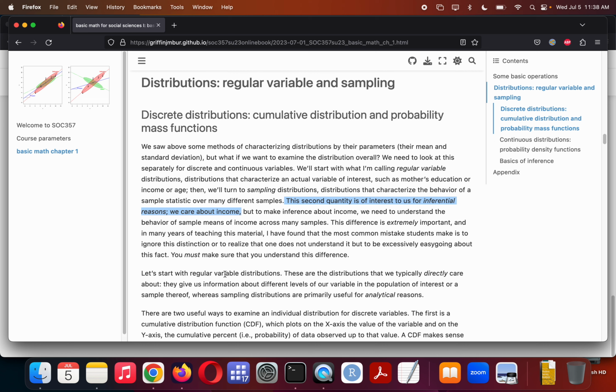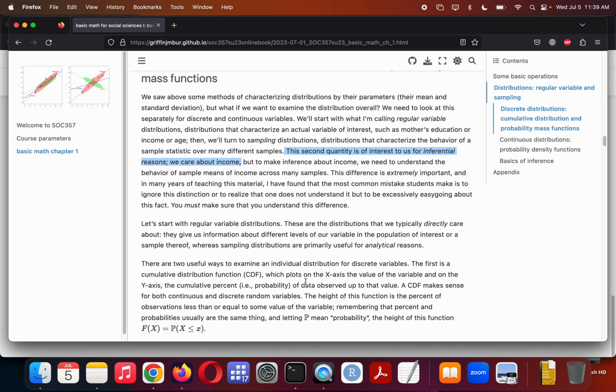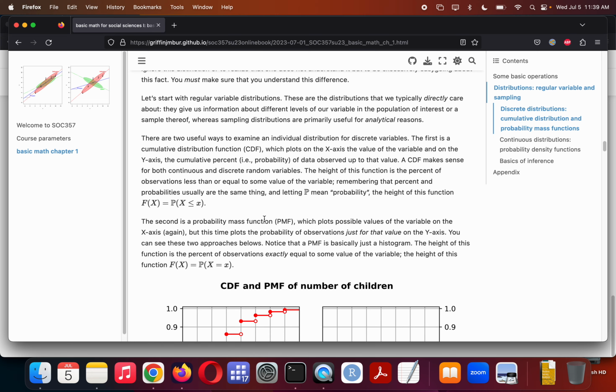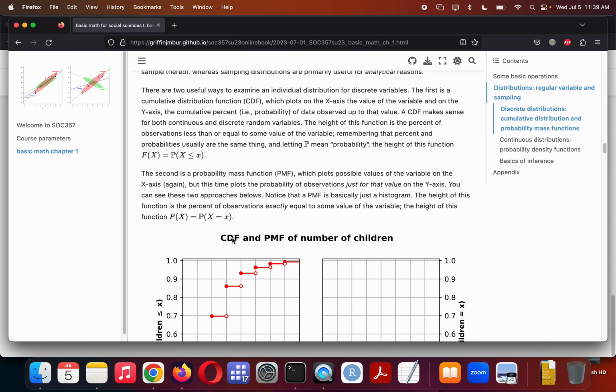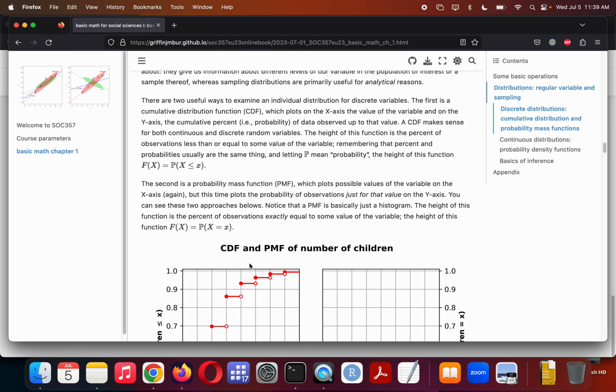So let's begin with regular variable distributions. These are the distributions that we typically directly care about. So there's a couple of ways to examine an individual distribution for discrete variables, and we're going to focus right now on discrete variables, although we'll turn to continuous variables in a moment. So the first is the cumulative distribution function, or CDF, and you can see an example of that on the left here. We'll come back to it in a moment, but just so you can see what we're talking about.